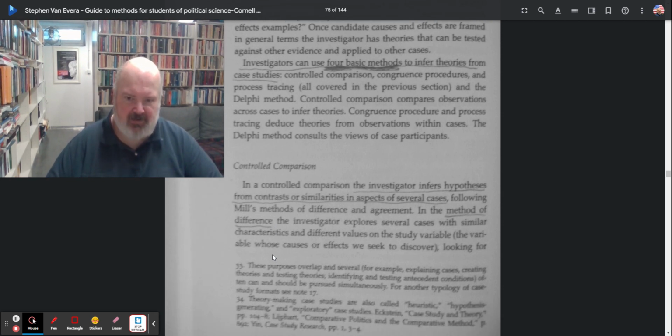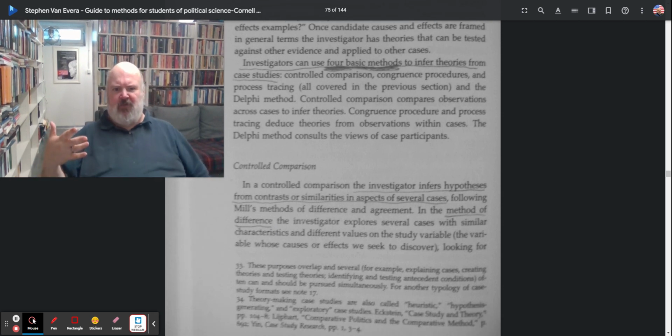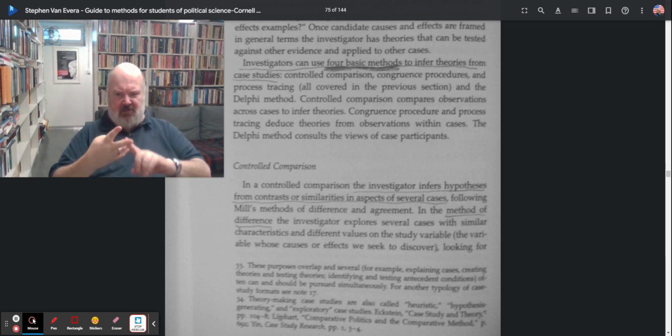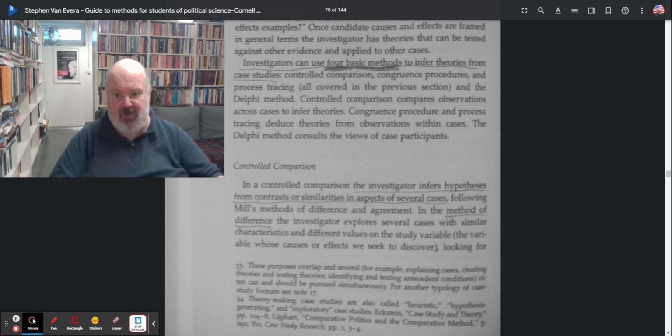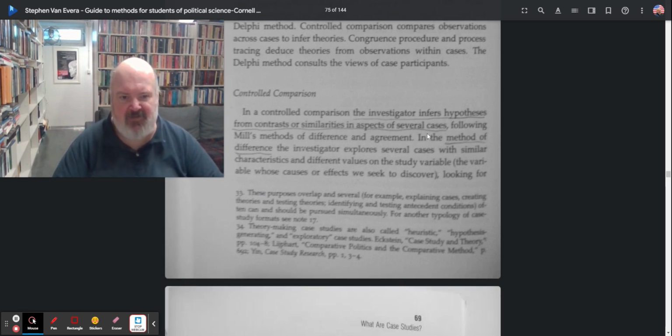Start with controlled comparison. So if you ask what are the four methods, what are the things we do, there are four principal methods. That is controlled comparison, congruence procedures, process tracing, and Delphi methods. Right? So let's go look at them individually. Controlled comparison. In controlled comparison, the investigator infers hypotheses from contrasts and similarities in aspects of several cases, following Mill's methods of difference and agreement.